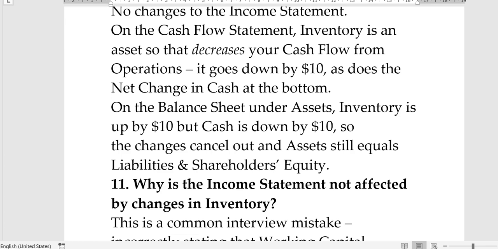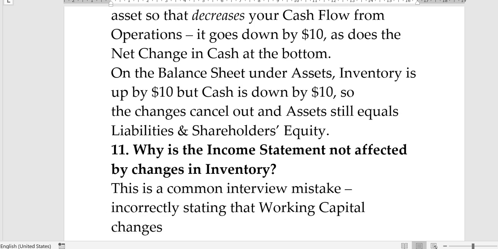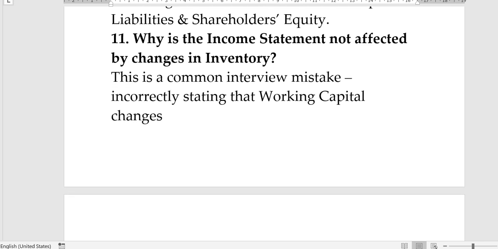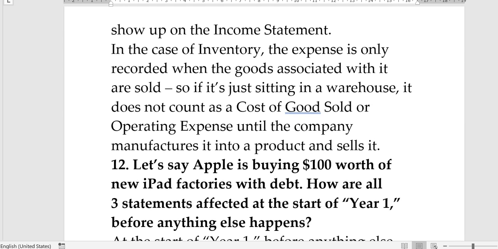Why is the income statement not affected by changes in inventory? Let's understand the question. Your income statement is showing a profit of 100 rupees and there's a change in inventory, so how is it not affected? This is a common mistake everyone makes.